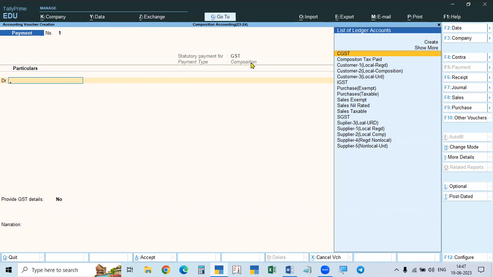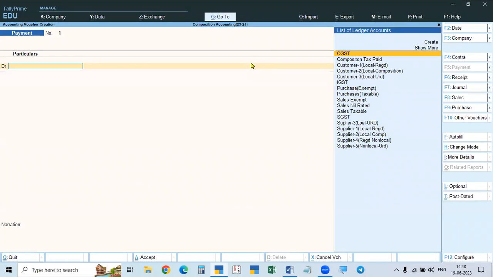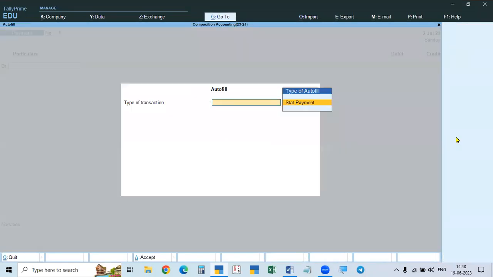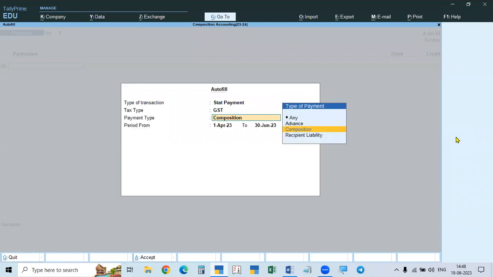In this case, if you make the payment for reverse charging mechanism differently, separately you have to pay stat payment, GST. In the case of reverse charging mechanism, the recipient has to pay, so that's why it's called recipient liability. In that case, you make it separately. First one, composition payment, and second one, another voucher, again recipient liability. So two separate payments you have to make. Now we are making only composition, and 1st July I am taking.